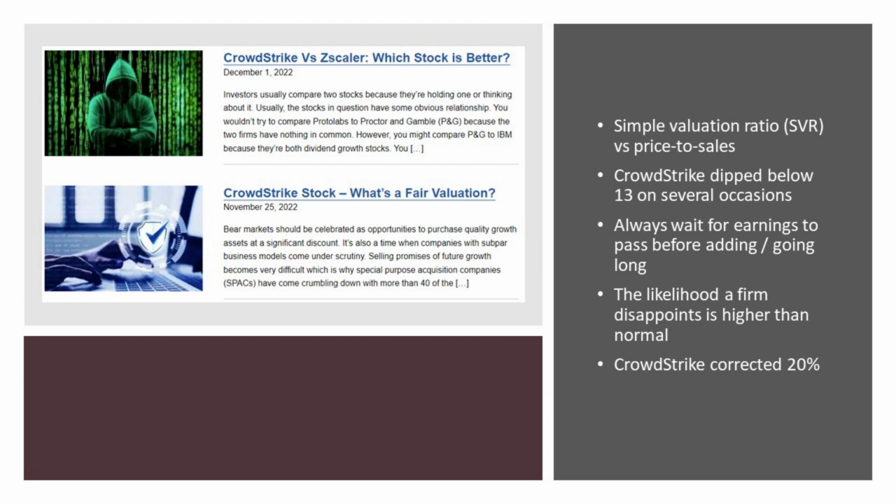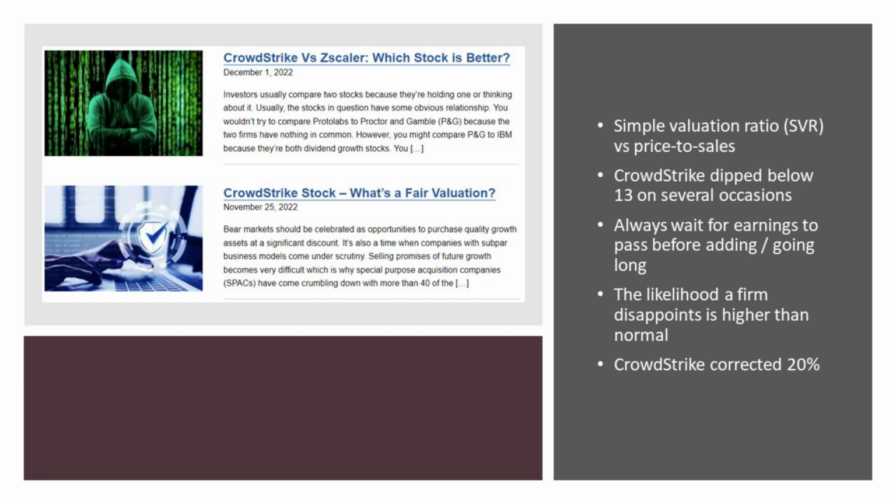So CrowdStrike had dipped below 13 when you calculate that ratio out. It had fell below 13 on several occasions. And we had said in that piece, well, if it goes below 15, then we'll consider possibly going long. But we wanted to wait for earnings. And we always wait for earnings because these days it's more likely than not that a firm is going to disappoint. Sure enough, they disappointed and shares corrected 20%. That also brought Zscaler down as well, because cybersecurity stocks tend to move together.